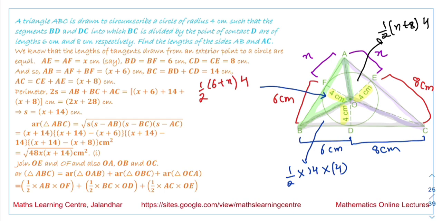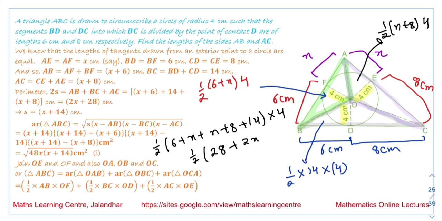So the total area we will have is 1 by 2 into 6 plus x plus 8 plus 14, into 4. So it is 1 by 2 into 28 plus 2x. So the answer we are getting is 14 plus x. So we are saying the area of this whole triangle ABC should be 14 plus x.